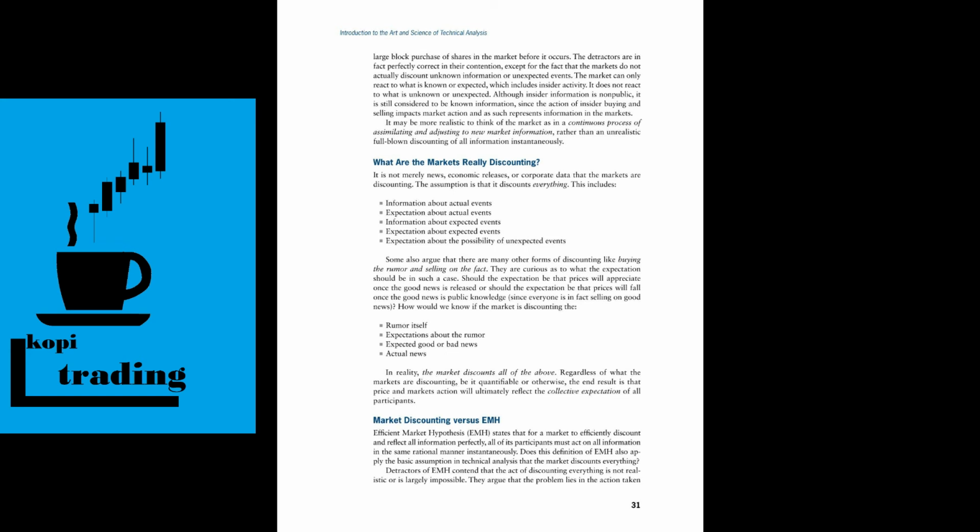This includes information about actual events, expectation about actual events, information about expected events, expectation about expected events, and expectation about the possibility of unexpected events. Some also argue that there are many other forms of discounting, like buying the rumor and selling on the fact. They are curious as to what the expectation should be in such a case. Should the expectation be that prices will appreciate once the good news is released, or should the expectation be that prices will fall once the good news is public knowledge, since everyone is in fact selling on good news?